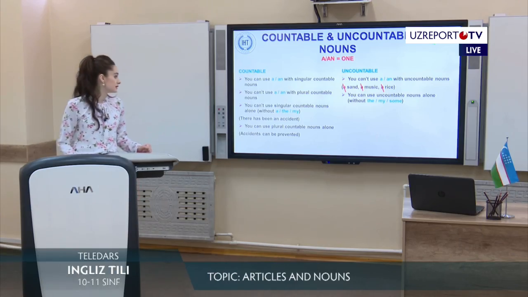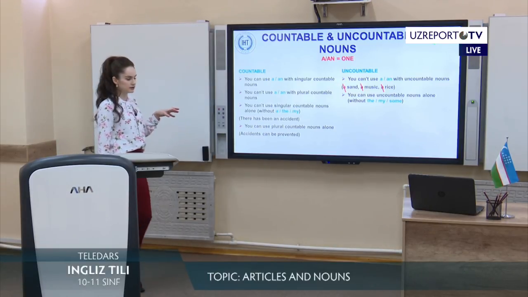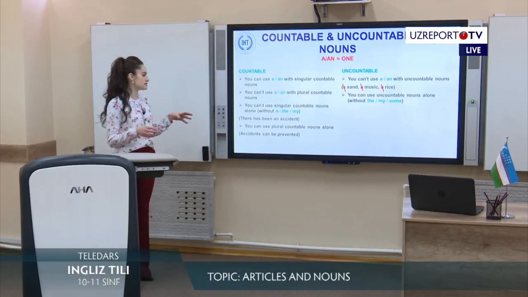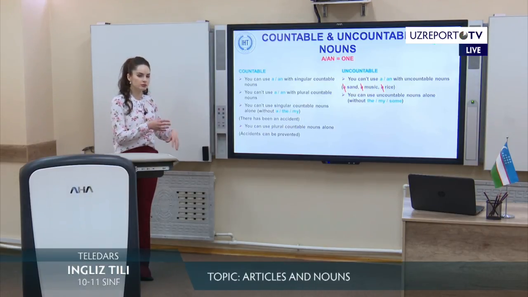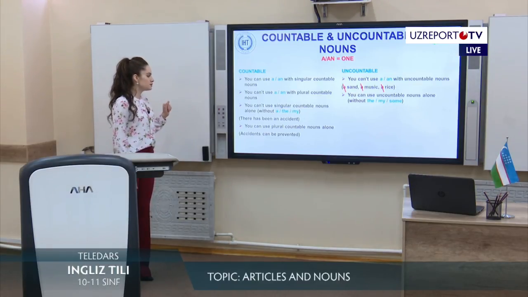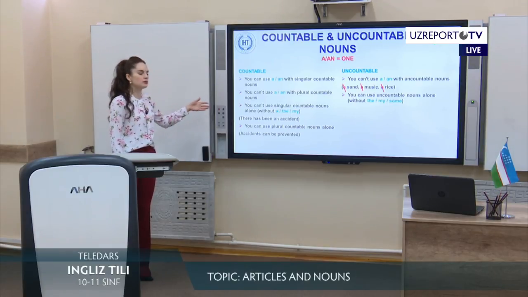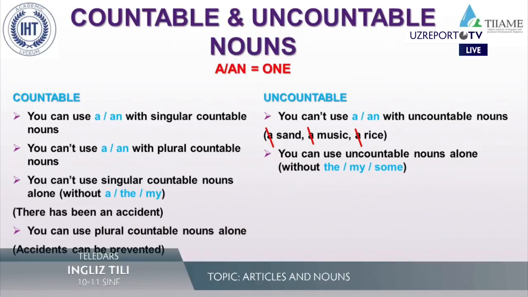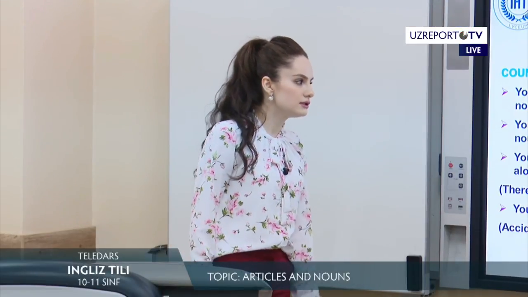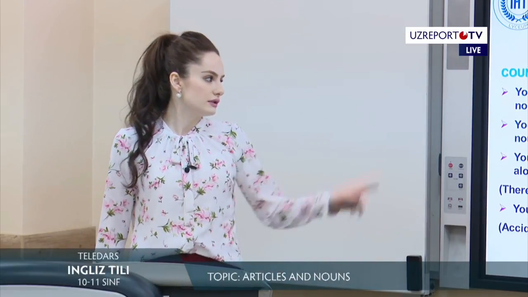So you have an example sentence. There has been an accident. When you talk about something for the first time, you should say a or an because you do not know anything about this situation. You talk about this situation for the first time only. Then, you can use plural countable nouns alone. So, you needn't put some article or maybe pronoun before the plural form because you talk about a big amount of things. So let's go to uncountable nouns. You cannot use an with countable nouns, uncountable, I'm sorry, because we cannot count 1, 2, 3, anyway it will be the same form. And you can use uncountable nouns alone, without the, my, some.